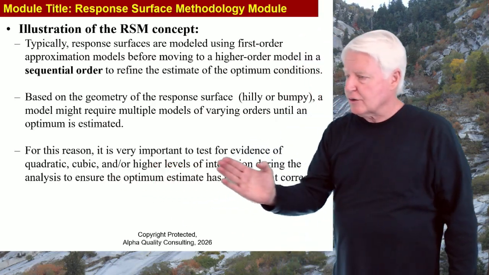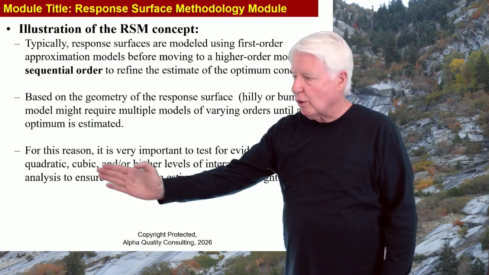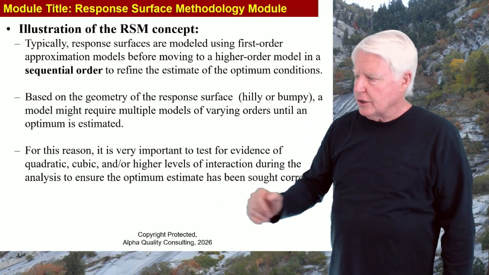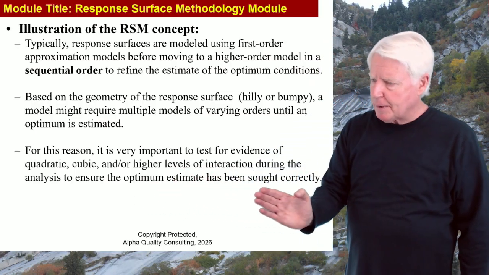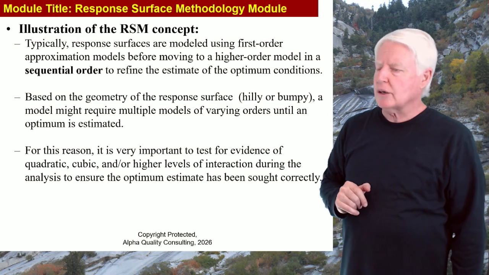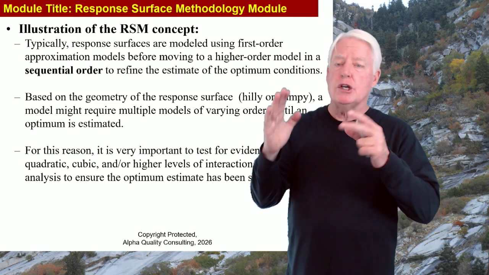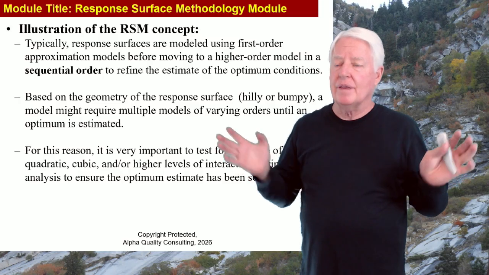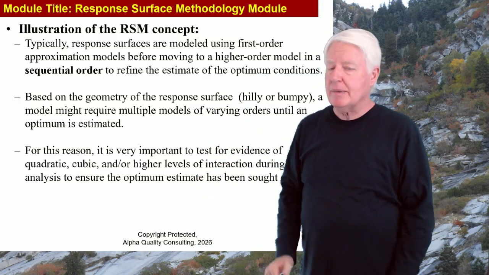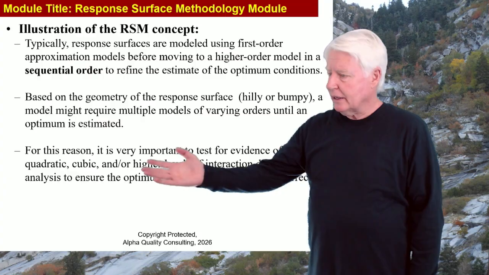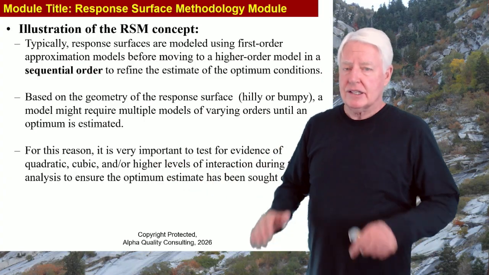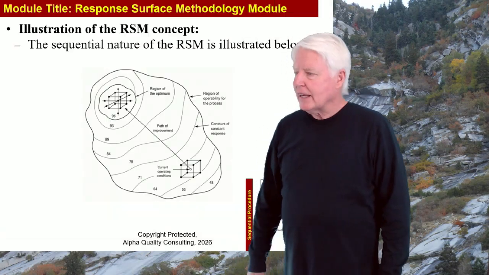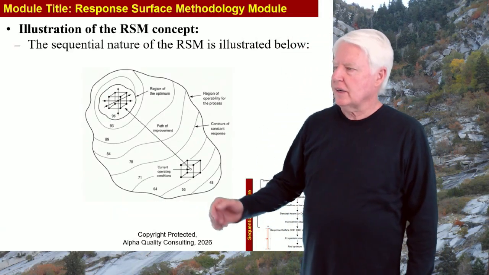For this reason, it is very important to test for evidence of quadratic, cubic, or higher levels of interaction during the analysis to ensure the optimum estimate has been sought correctly. Because our first cube assumed all those planes were linear. Well, what if they're not? Then you have error, and it may not be acceptable error. And that's what he's saying here. You need to check to see if there's any curvature in those planes. Well, that's what this methodology does for us.